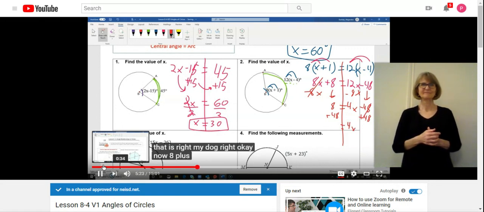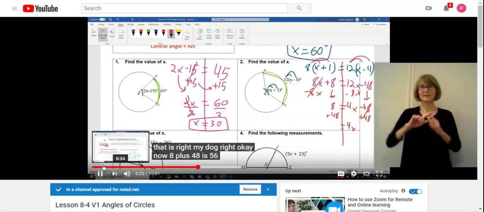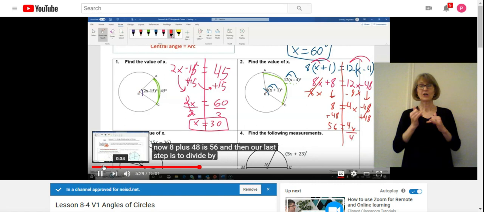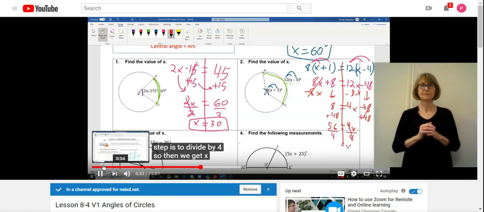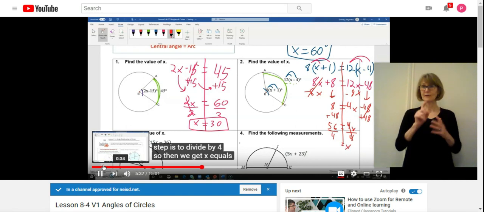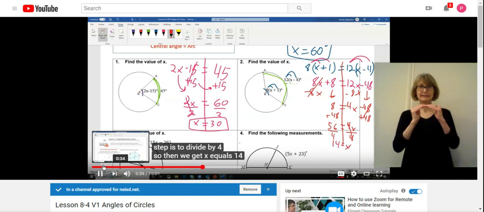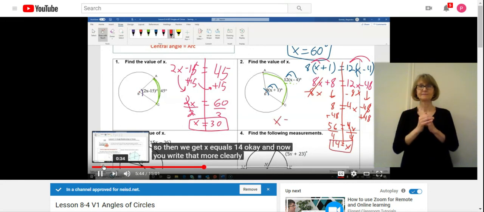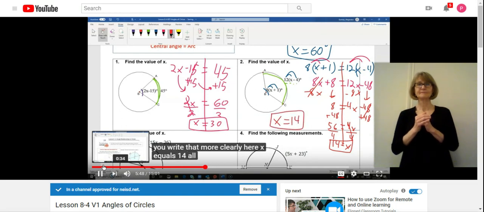Okay, now 8 plus 48 is 56. And then our last step is to divide by 4. So then we get x equals 14. Okay, and let me write that more clearly here. X equals 14.